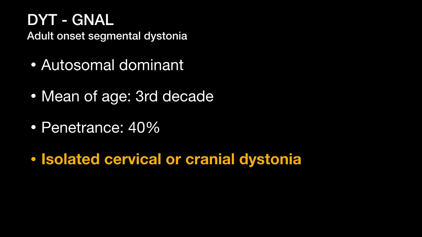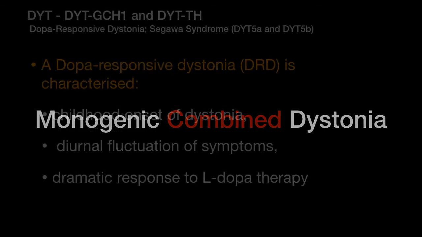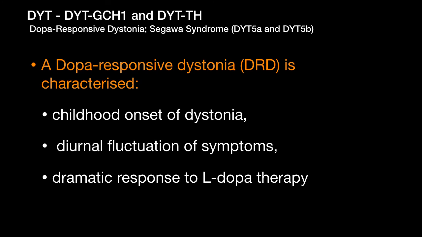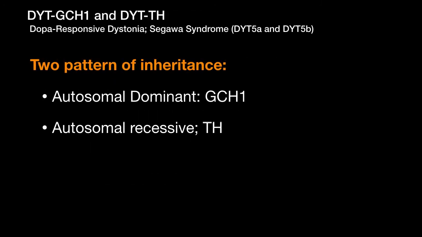DYT-GNAL, or hereditary dystonia due to GNAL mutation, is a rare but trendy dystonia because it causes isolated cervical or cranial focal or segmental dystonia. And for monogenic combined dystonia, dopa-responsive dystonia is the most important one. DRD has many genetic causes. GCH1 and TH are well known, with childhood-onset dystonia and parkinsonism, diurnal fluctuation, and excellent response to levodopa. GCH1 is autosomal dominant and TH is autosomal recessive.